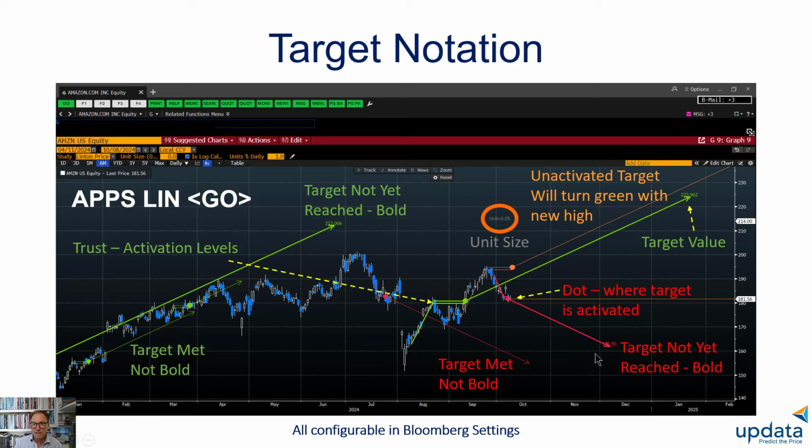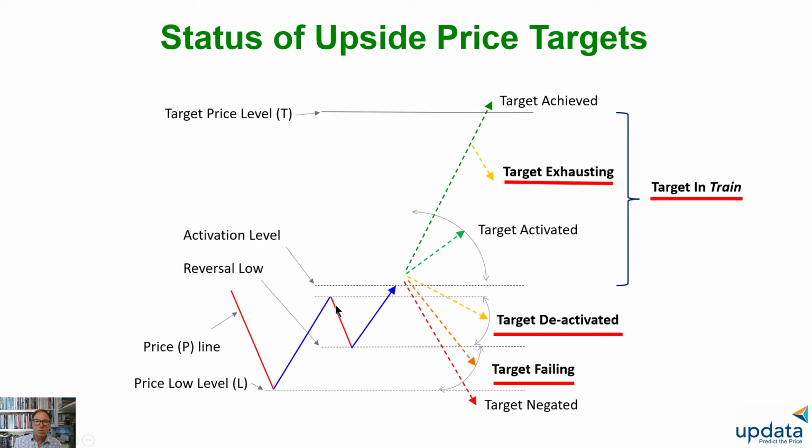We've got an upside, we've got a downside. This one has actually been activated. This one's been activated. This orange one hasn't been yet. And again, all of those are configurable in the Bloomberg. So just thinking about the status of the targets. Here's an upside target. And these are point and figure terms, really, where a target is achieved, a target is activated, and a target is negated.